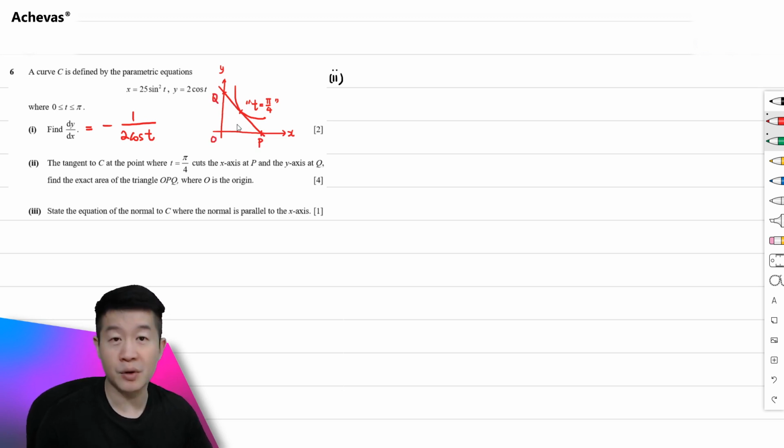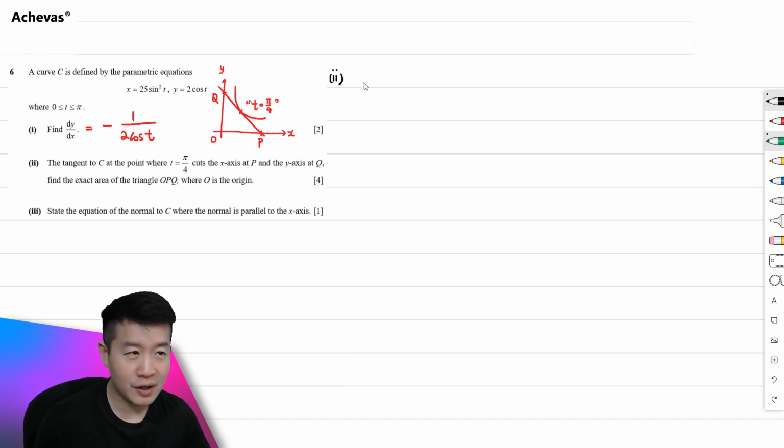We are supposed to find the area of this triangle OPQ, which means that we should try to find the coordinates of P and the coordinates of Q. And after that, it is probably going to be just half times base times height. Okay, let's see how it goes. So let's find the equation of the tangent first. And that will be when t, according to the question, is at pi over 4.